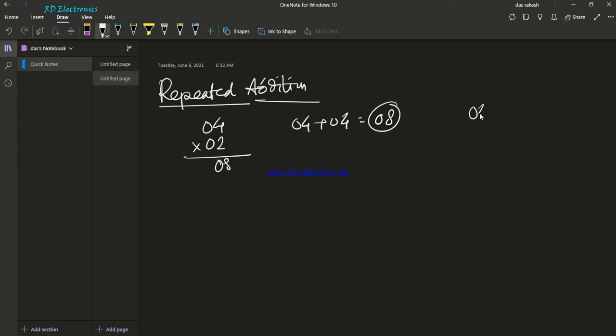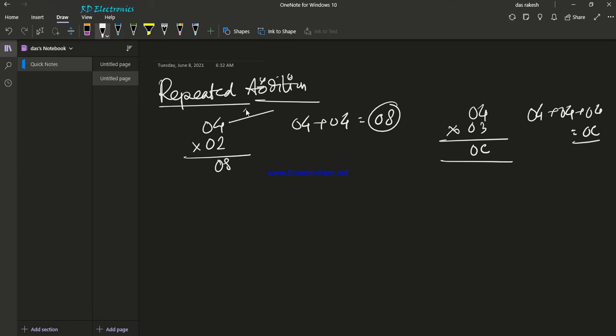This is also true for, say, 4 into 3. Then the answer is 0C, because the answer is not 12. Students, the answer is not 12. Why? Because we are working on the 8085, so it's in hexadecimal form. That means we add 4 three times, which is equivalent to 0C. So that's why it is known as repeated addition.